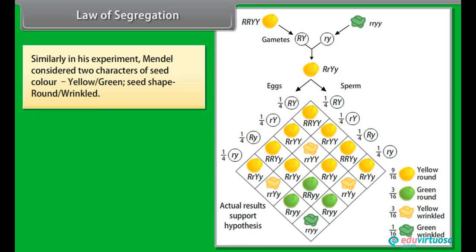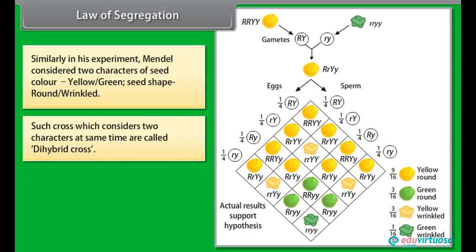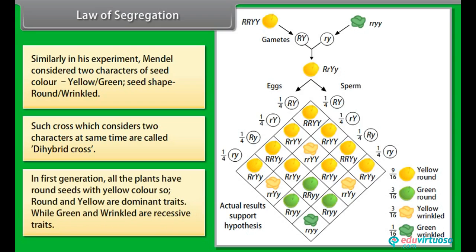Similarly, in his experiment, Mendel considered two characters of seed color, yellow, green, seed shape, round, wrinkled. Such cross which considers two characters at the same time are called dihybrid cross. In first generation, all the plants have round seeds with yellow color. So, round and yellow are dominant traits, while green and wrinkled are recessive traits.